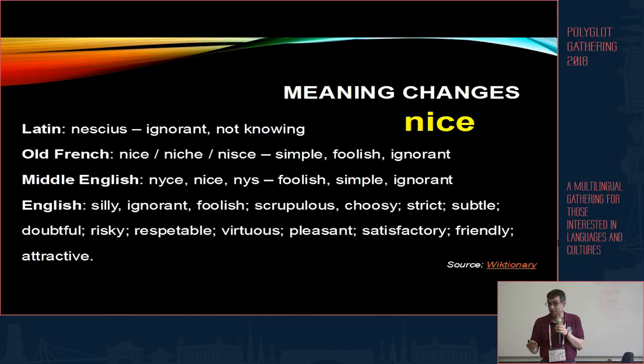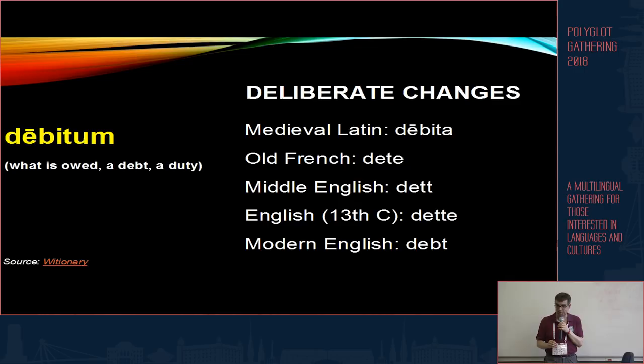This is an example of a deliberate change. Sometime in the 14th century, some scholar looked at the Old English word debt, which comes from the Middle English, from the Old French, and he said, okay, it comes from Latin debitum. There's a B in there. We should put the B back in there so we can see where it comes from. We don't pronounce it, it doesn't have any function, and it's only of interest to people who are interested in etymology. But it's there, and that's how we spell it now.